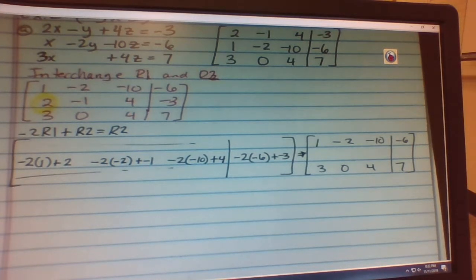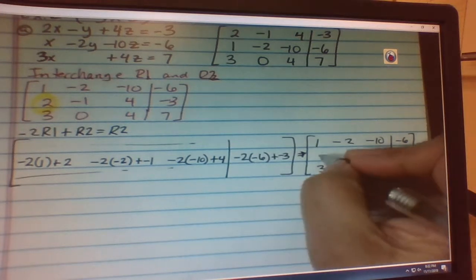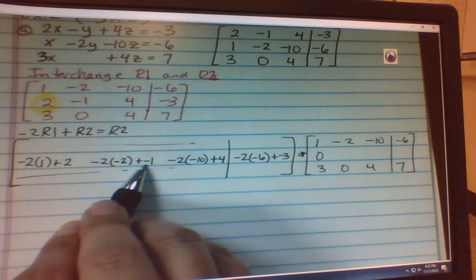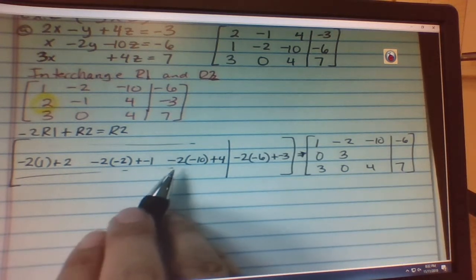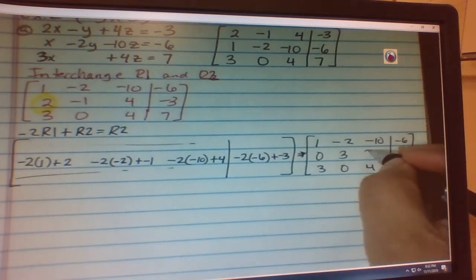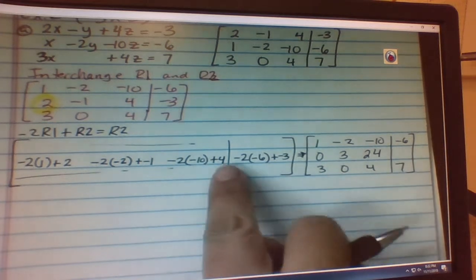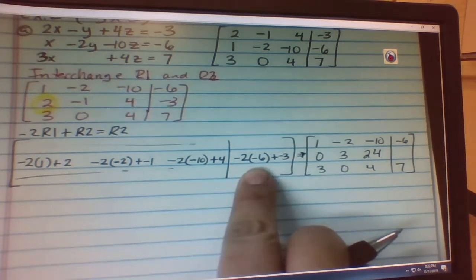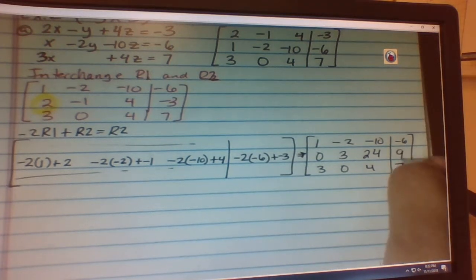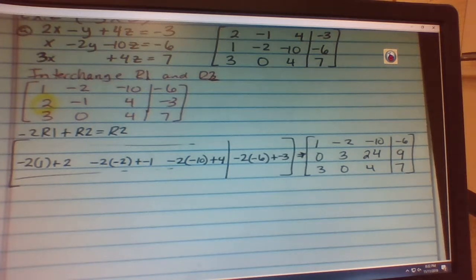-2 times 1 plus 2 is... -2 times -2 plus -1 is 3, because this is a positive 4 minus 1 is 3. A -2 and a -10 becomes a positive 20 plus 4, 24. -2 times a -6 plus 12, plus a -3, 9. All right, first thing.